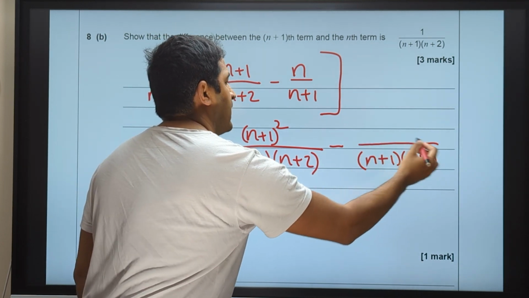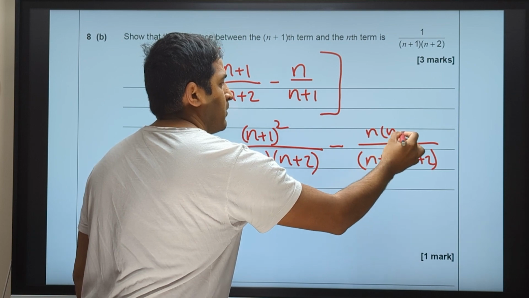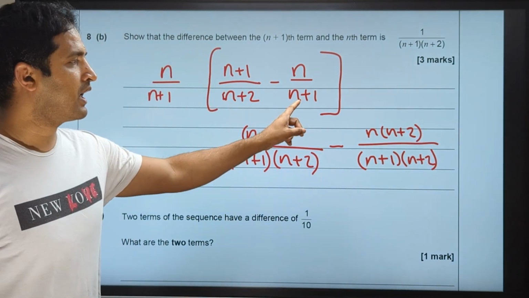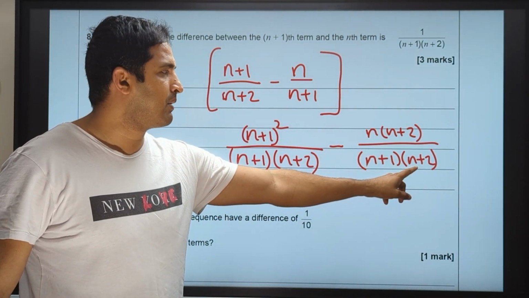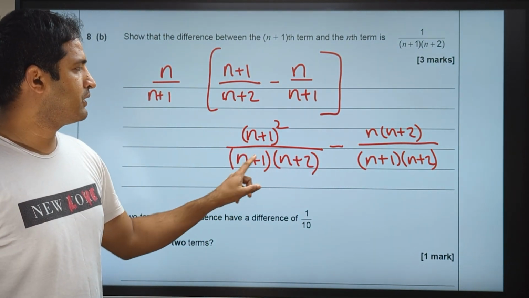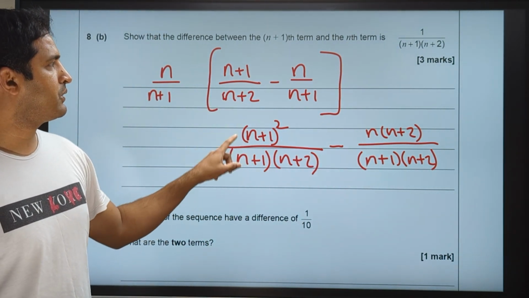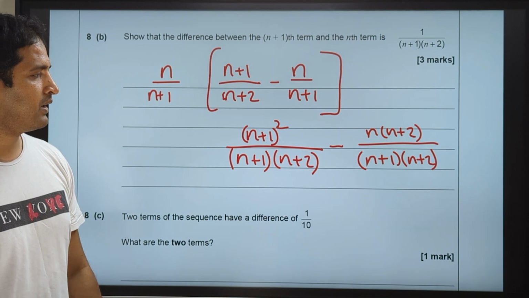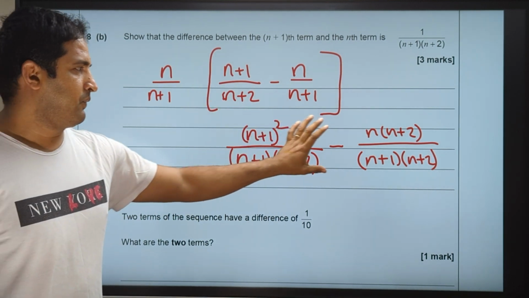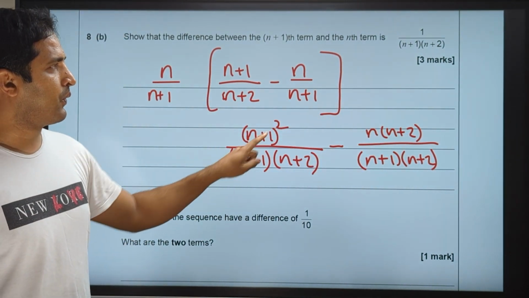So at the top, I get n times n plus 2. Okay, we already had n plus 1, so I'm multiplying it by n plus 2. We already had n plus 2, I'm multiplying top and bottom by n plus 1. So that's why we get n plus 1 squared. Now, so far what we got is correct in a way.